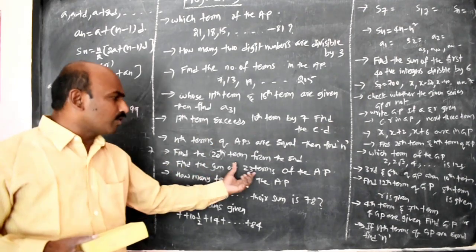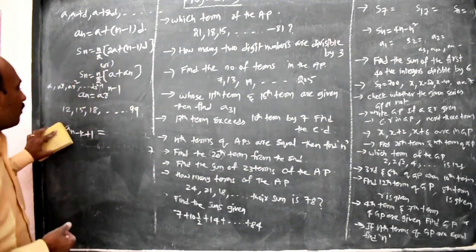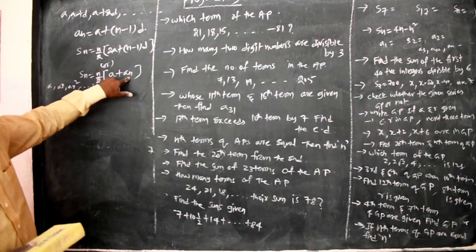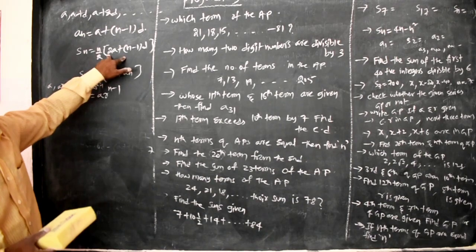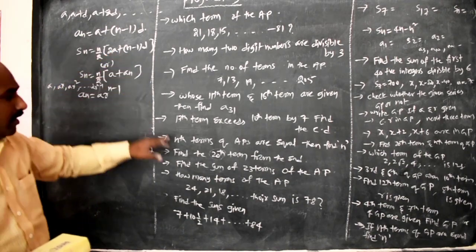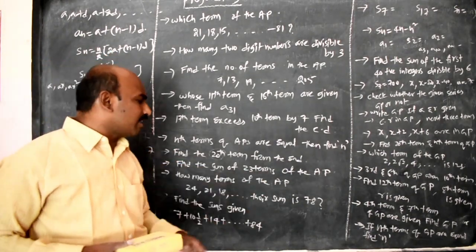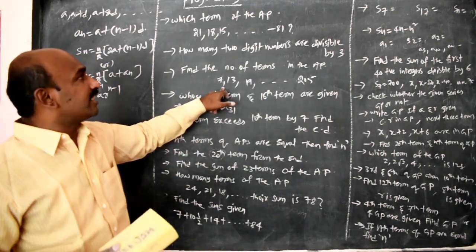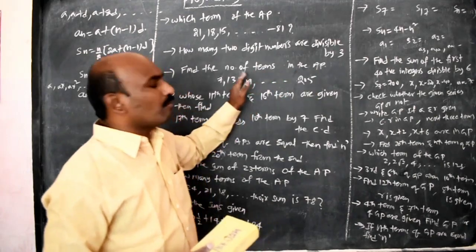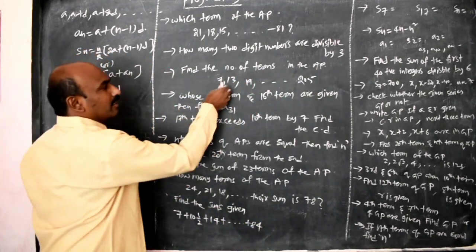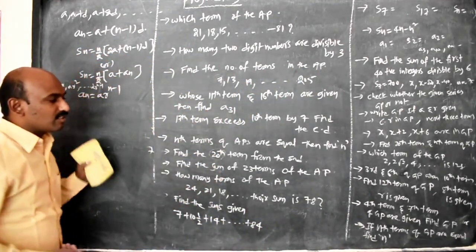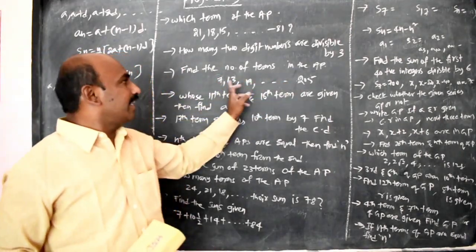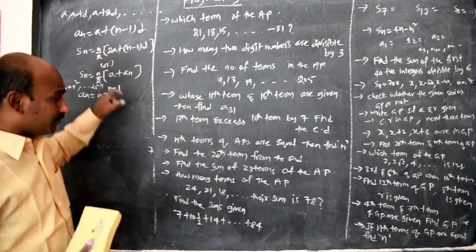Next, find the sum of 23 terms of the AP. Now, for the sum of the series, you can use this formula, either when the first and last term are given, or when only a and d are known. Here, find the sum of 23 terms of the AP. If a is 7 and d is 6, then we can get S23. This formula we have to apply. If the last term is given, we can get a_n and apply this formula.